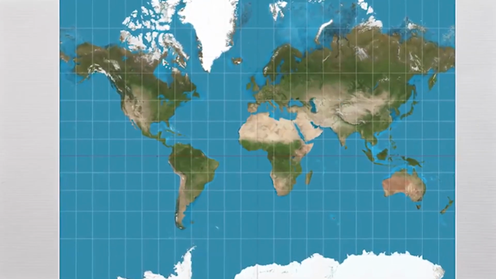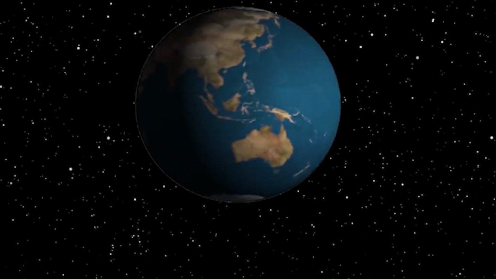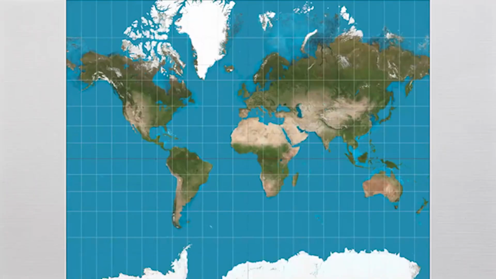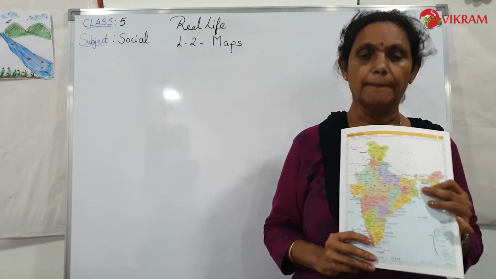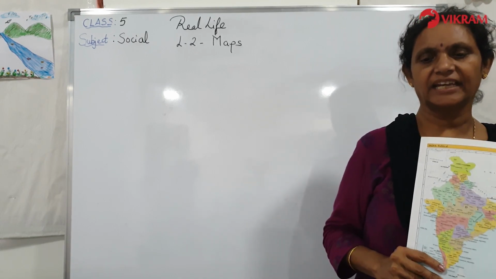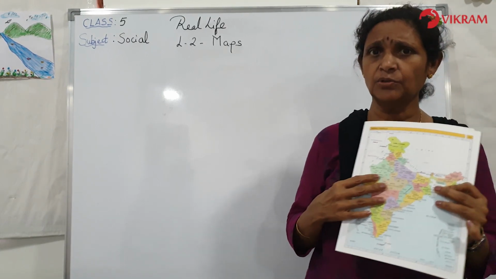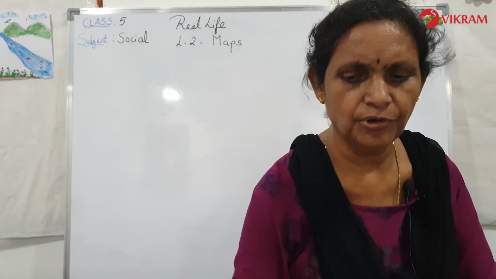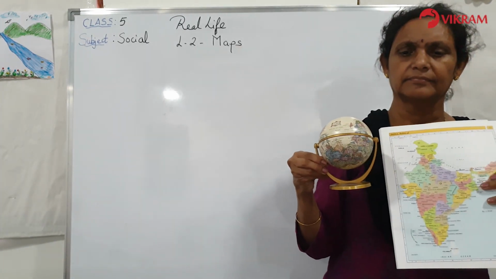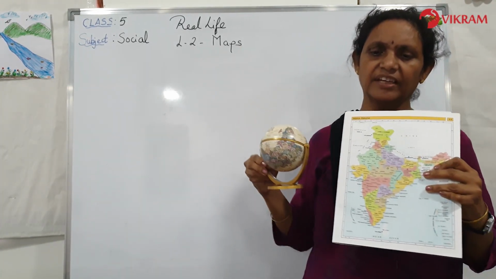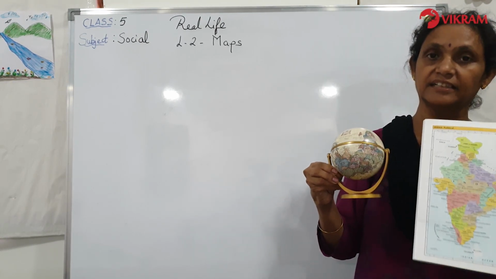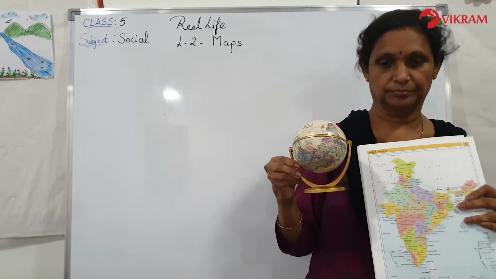Maps are not as accurate as a globe, as the earth is spherical in shape. Its exact representation on a flat surface is not possible. However, a map is more useful than a globe because it is difficult to carry a globe everywhere. Maps can be folded and carried anywhere easily. They are very handy. They show things in greater detail than a globe.